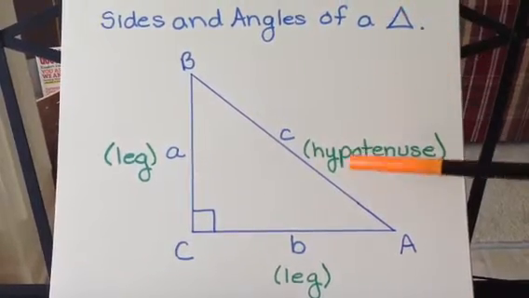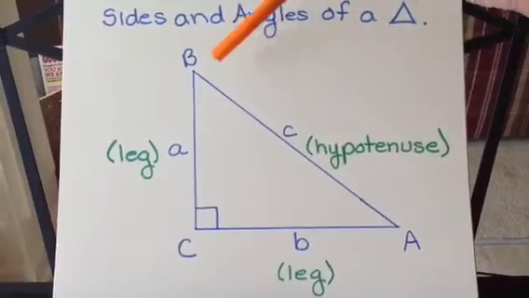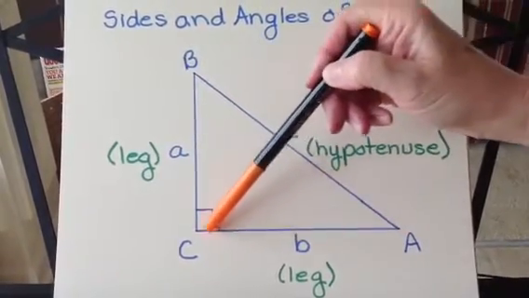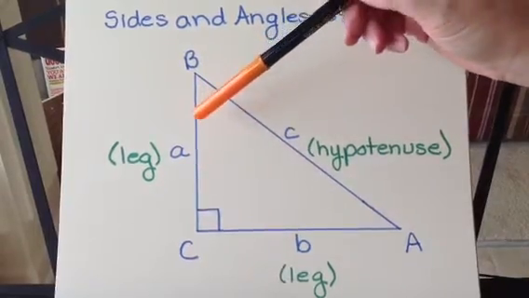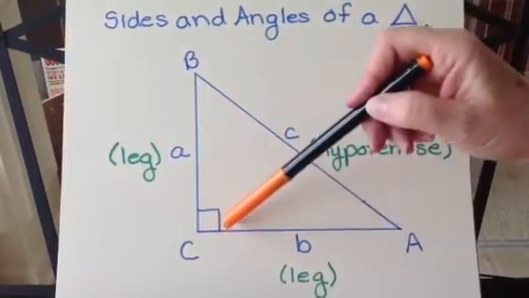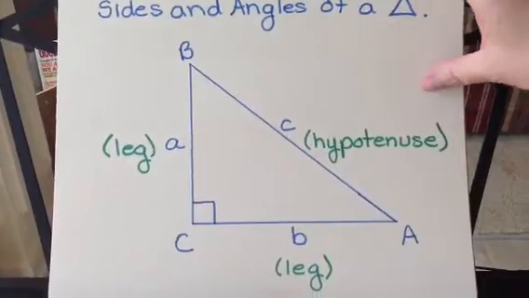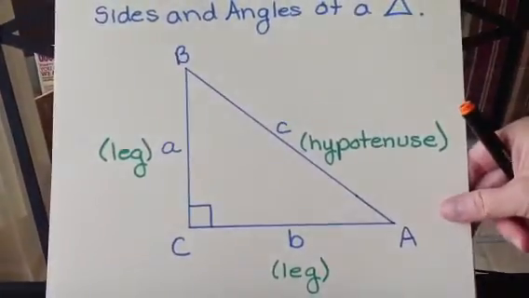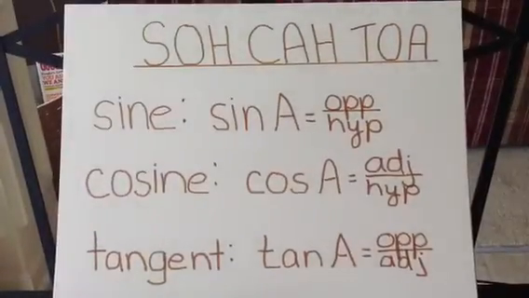Then, in a right triangle, we have our hypotenuse and we have two legs. And the two legs always make up the right angle. Remember, the Pythagorean theorem helps us determine the relationship of those sides.